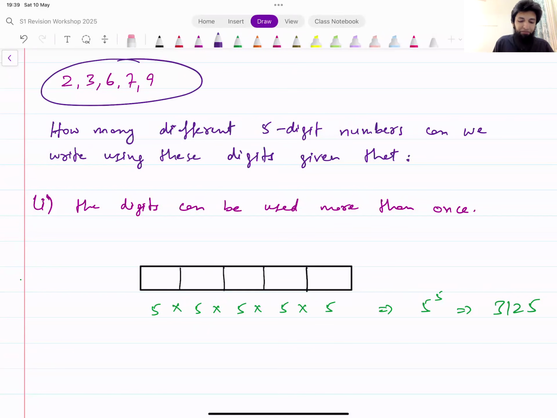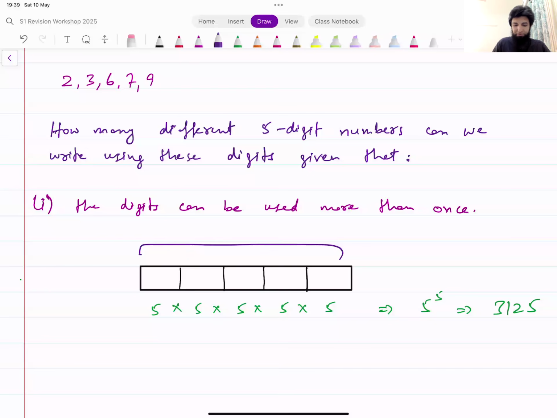So we've got 5 different digits here. We can say we can place those 5 digits in these 5 places. Okay, now how many options do you have for the first box? There are 5 digits. You can place any of them in the first box. You say it's 5 options. What about the second box then? Again, you can have 5 options for the second box as well.